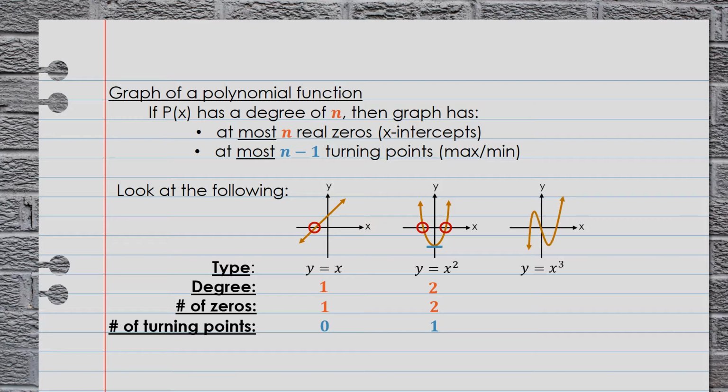Now let's look at the graph of y equals x to the third. Identify the degree, which we clearly see would be a 3. If a polynomial has a degree of 3, then the graph has at most 3 real zeros, or 3 x-intercepts. Again, we see that in the graph. If a polynomial has a degree of 3, then the graph has at most 3 minus 1 turning points. Well, 3 minus 1 is 2. And we see we do have 2 turning points, one max and one min. Let's look at another one.